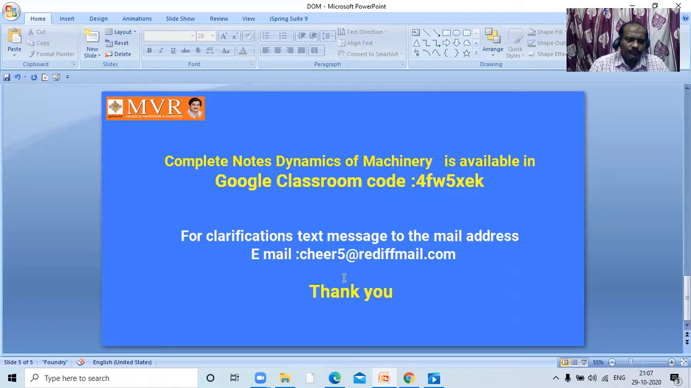So by this, I'm going to close this class. In this class, we have discussed only 3 concepts. One is classification of the governors. Second one is difference between the flywheel and the governor. Third one is numerical problem on the governor.